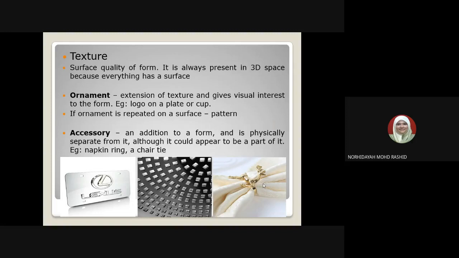And other than that, it also has an accessory and addition to a form and it's physically separate from it, although it could appear to be a part of it, such as the napkin ring, the chair ties and everything. Okay, this actually is a simple item yang kita guna ataupun kita akan panggil dia as props lah, yang boleh menunjukkan the themes of the event.